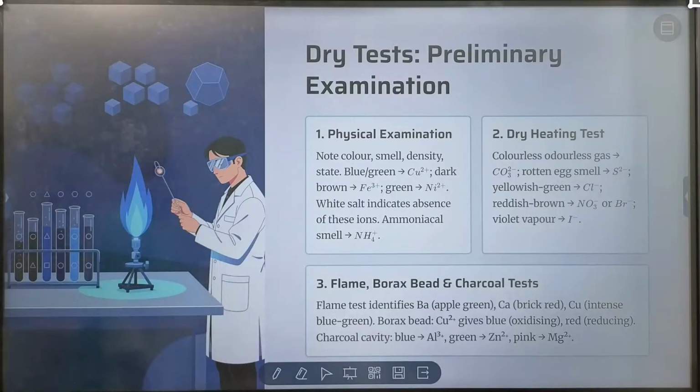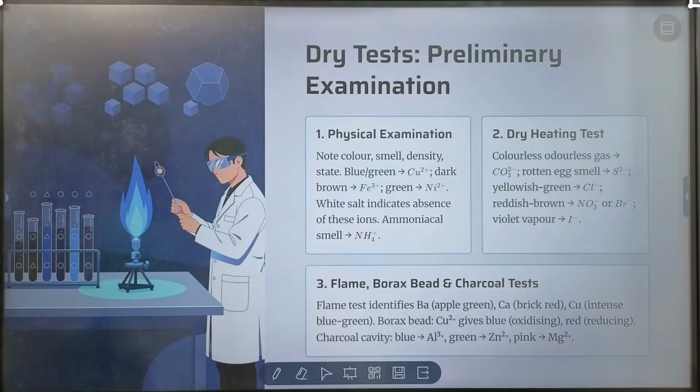And that's what we observe here. So if it is barium, it appears apple green in color, and if it is calcium, you will get a brick red color, and if it is copper, you will get a blue green colored flame. So from the color of the flame, we can identify which salt is present. So this is the flame test.